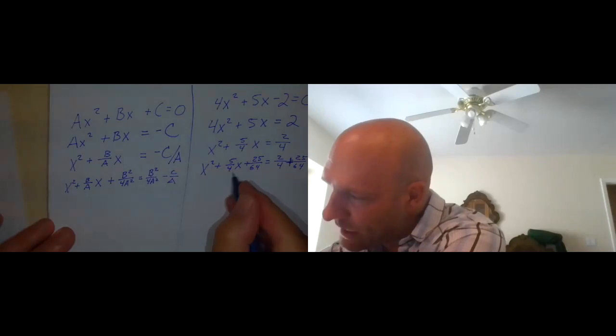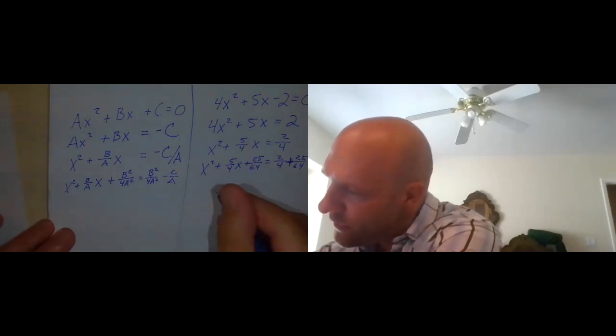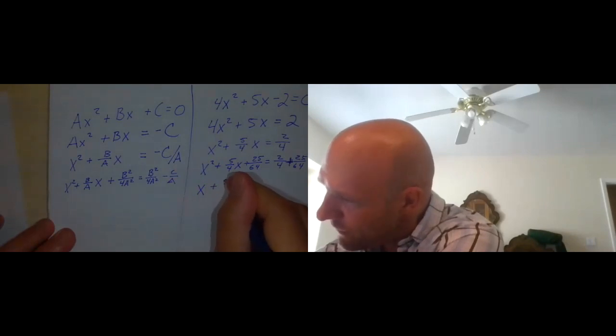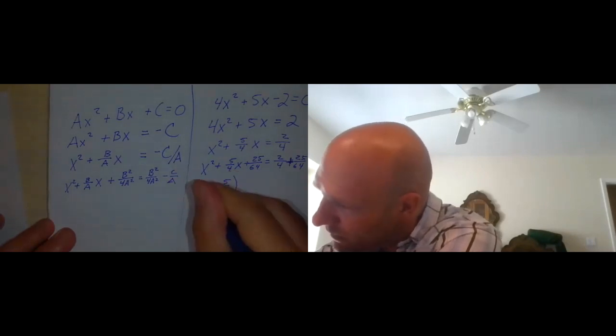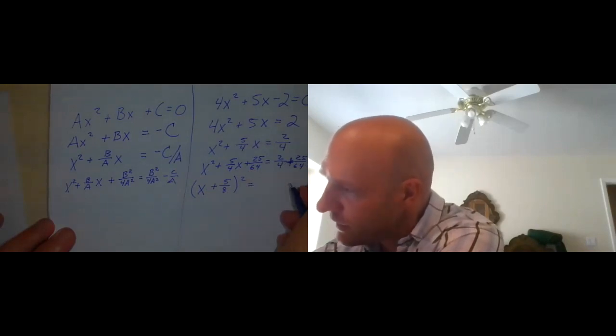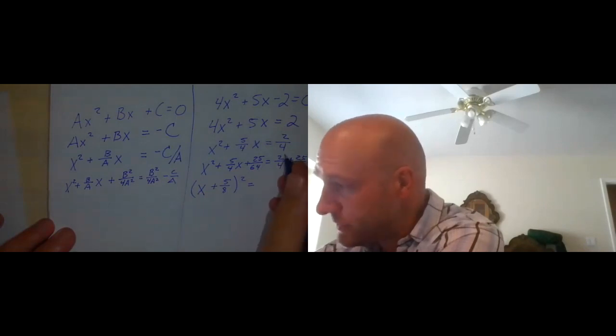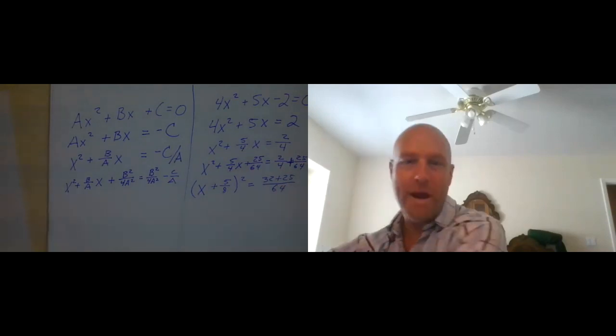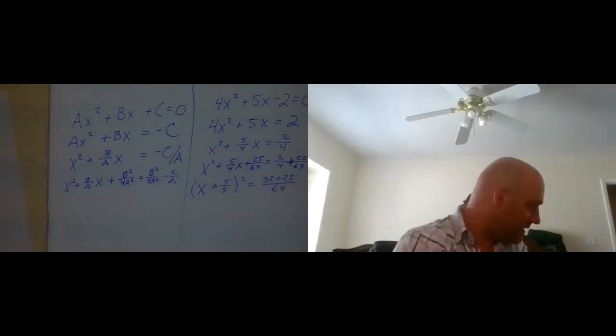This is a perfect square. This is x plus 5/8 squared. And on the right-hand side, I can find a common denominator by multiplying this guy by 16 over 16. And so I get 32 plus 25 over 64.